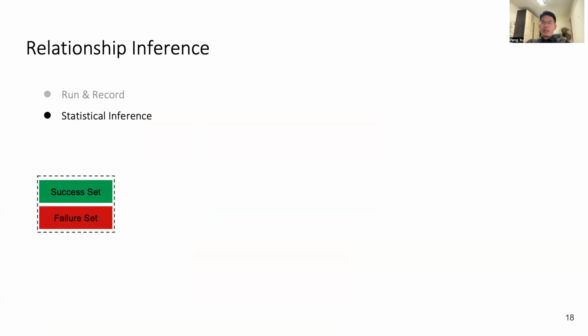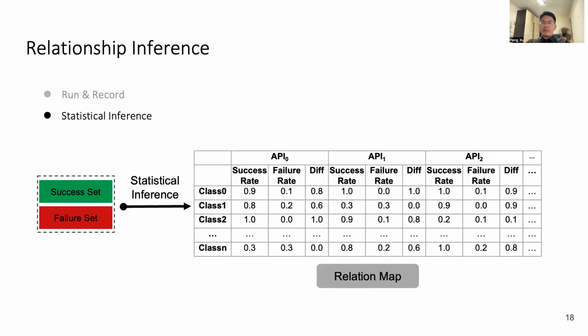After we divided all samples into success set and failure set, we use a statistical method to infer the relationship between object classes and scripting API, and we get a relation map. As you can see from the map, the success rate is the percentage of samples that contain this class of objects in the success set. The failure rate is the same percentage in the failure set. And the difference is the difference between success rate and failure rate. We think different values represent the strength of the relationship between object class and scripting API.